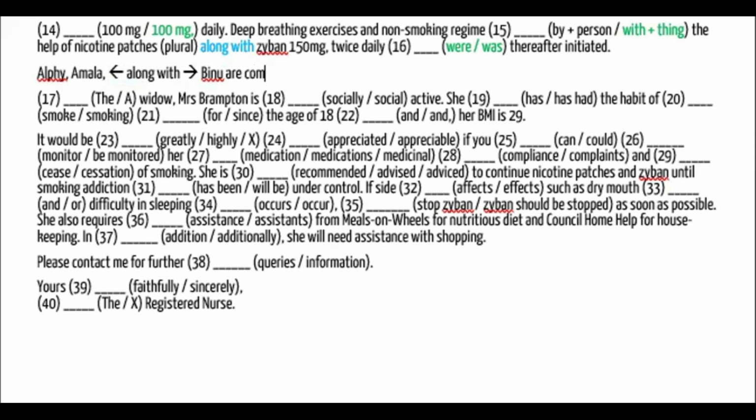Are coming to learn OET next week. So here "are" is completely correct. Alfie, Amala, along with Binu are coming to learn OET. Now I'm going to remove this Amala from here. Alfie, comma, along with Binu, is or are? Is coming to. Why? We are not going to give any importance to Binu.